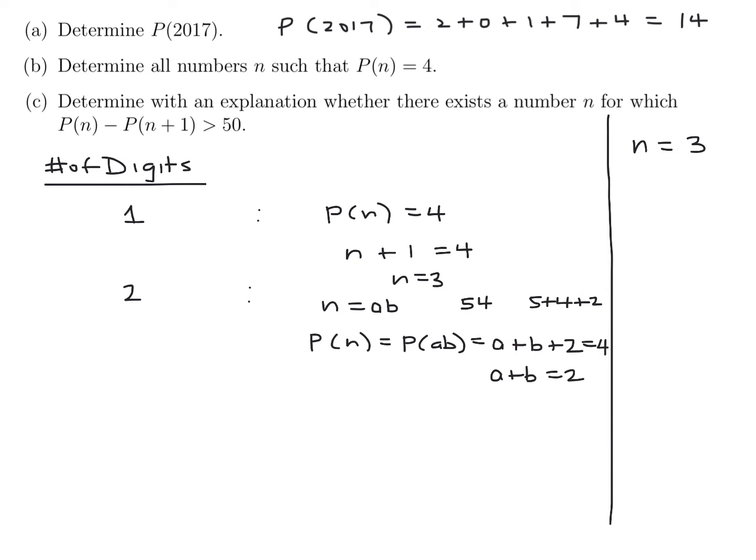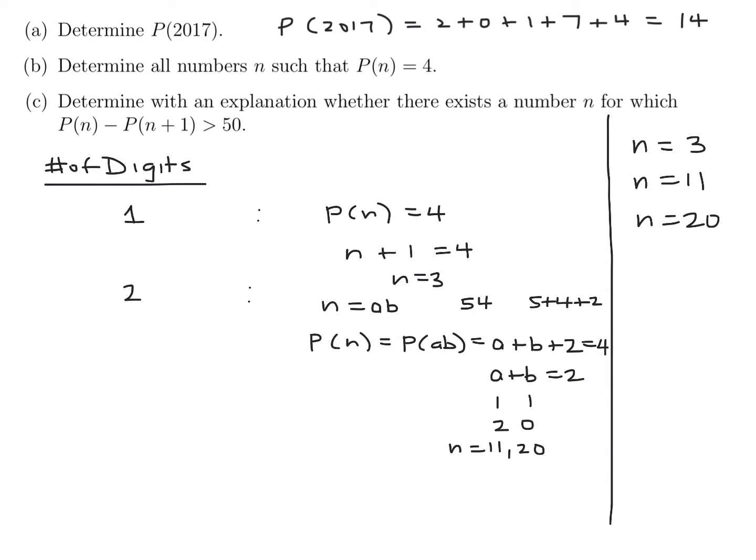Well, using integers, you can have 1 and 1, or you can have 2 and 0. You can't have 0 and 2 because that would no longer be a two-digit number. 0 and 2 is 2, which is a one-digit number. So that's not possible. So only those two. So that means n is either 11 or 20. Okay, so we got n equal 11 and n equal 20.